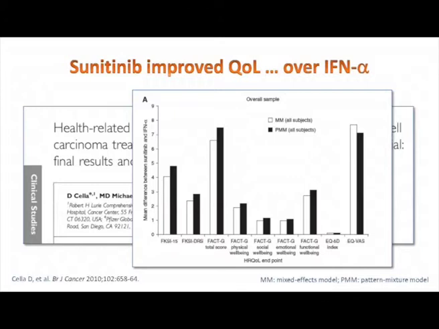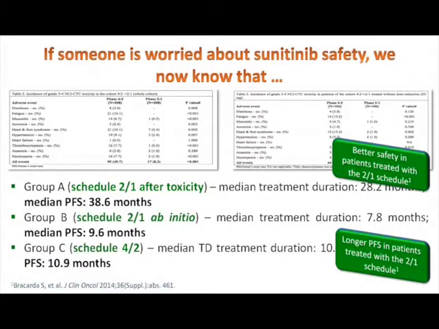And not being too worried about its safety profile, it's also worthwhile after Sergio Bracarda at ASCO-GU presented this retrospective Italian data suggesting that modifying the sunitinib schedule could lead not only to a definitely better safety profile, but also potentially, with all the biases coming from a retrospective analysis, to a longer progression-free survival, at least using the 2-1 schedule instead of the classical 4-2 schedule.